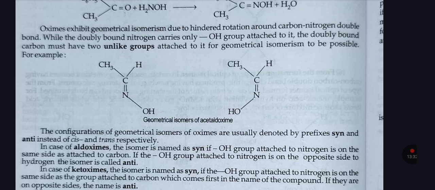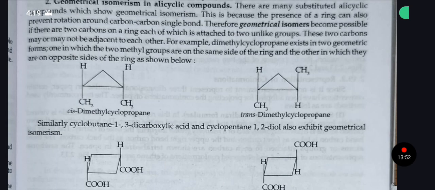In the case of ketoximes, the isomer is named syn if the OH group attached to nitrogen is on the same side as the group attached to carbon which comes first in the name of the compound. If they are on opposite sides, the name is anti. Second, geometrical isomerism in alicyclic compounds. There are many substituted alicyclic compounds which show geometrical isomerism.